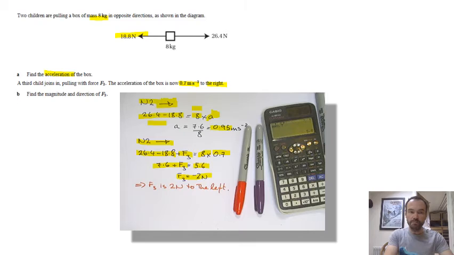But the question wanted magnitude and direction. You won't get the marks if you leave it as -2. The magnitude is 2, the direction is to the left, okay?